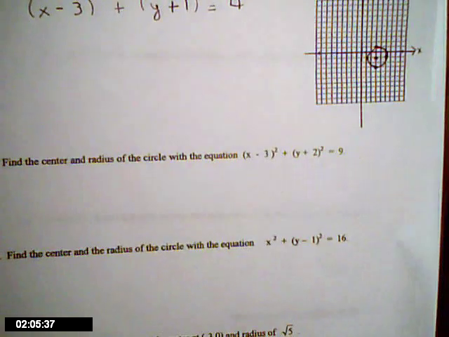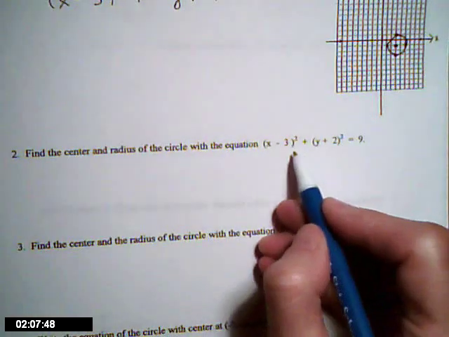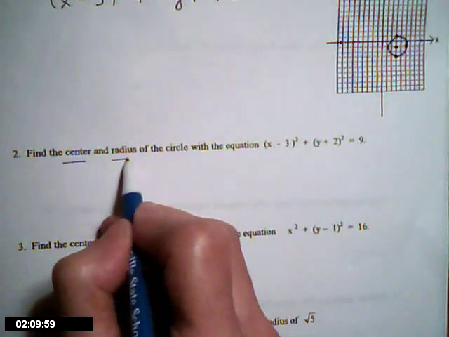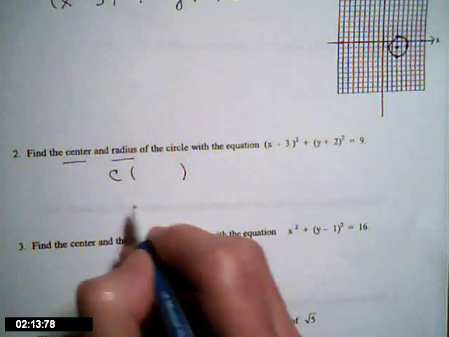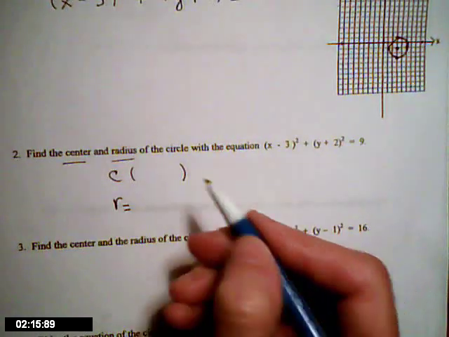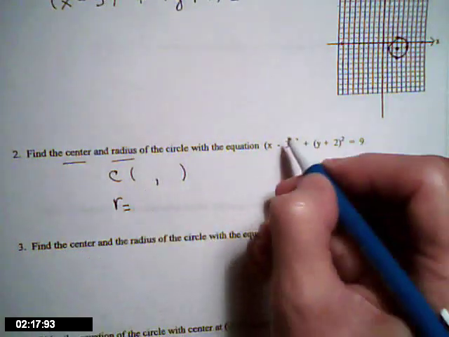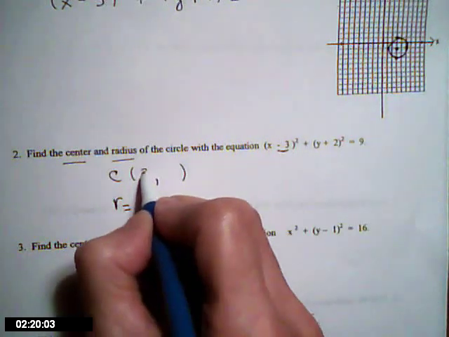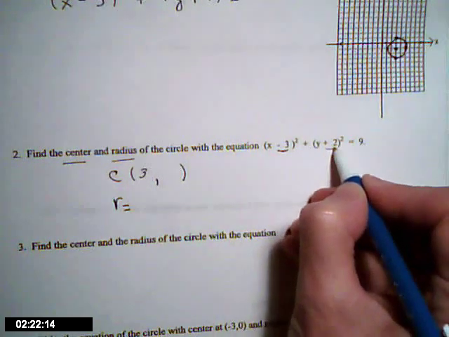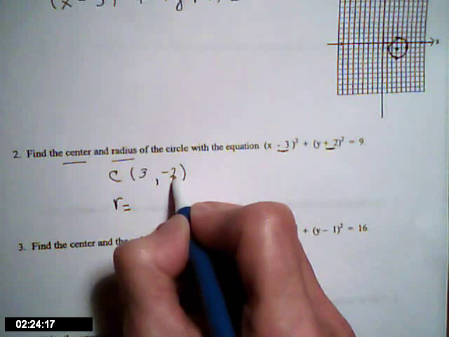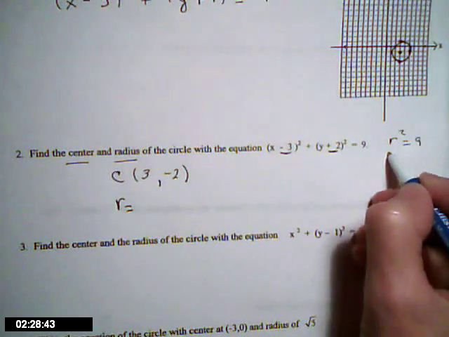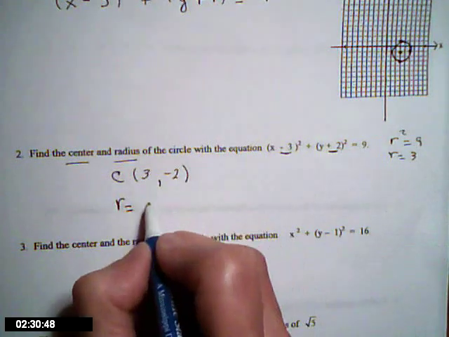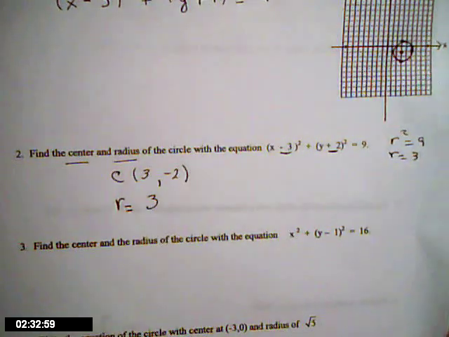Alright, number 2, we're going to just go in reverse. This time they've given us the equation, and we want to find the center and the radius. Now remember, center is a point, an ordered pair, radius is a number. For an ordered pair, I need an x. I'll take this x, change the sign. I need a y. I'll take this y number, change the sign. This 9 is radius squared, so I'm going to take the square root of it, so my r is 3.